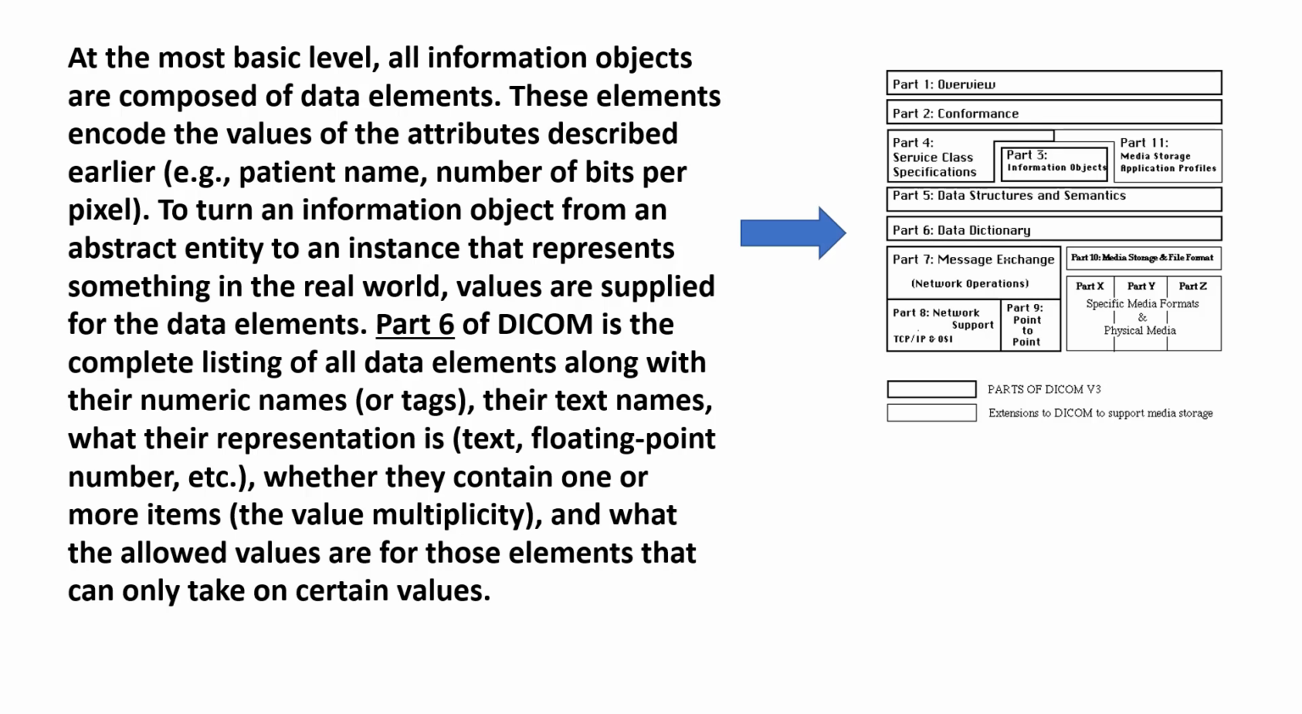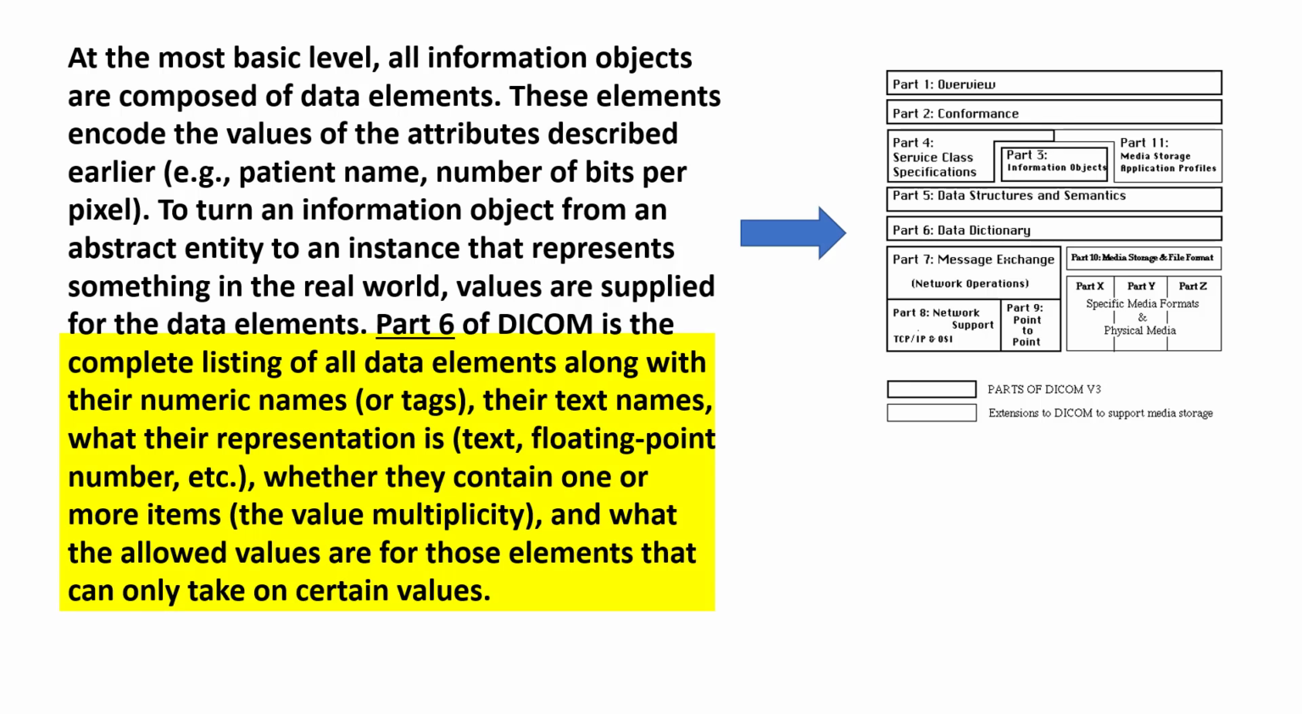At the most basic level, all information objects are composed of data elements. These elements encode the values of the attributes described earlier, such as patient name, number, bits per pixel, etc., to turn an information object from an abstract entity to an instance that represents something in the real world. Values are supplied for the data elements.